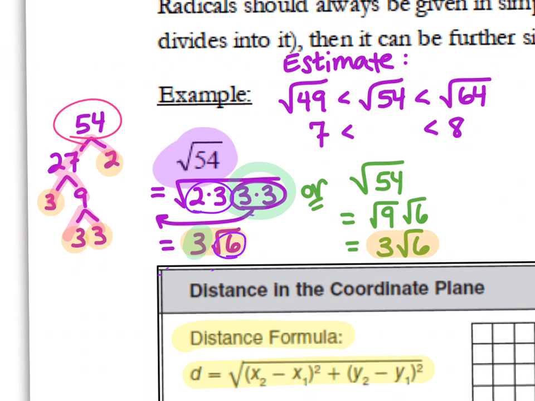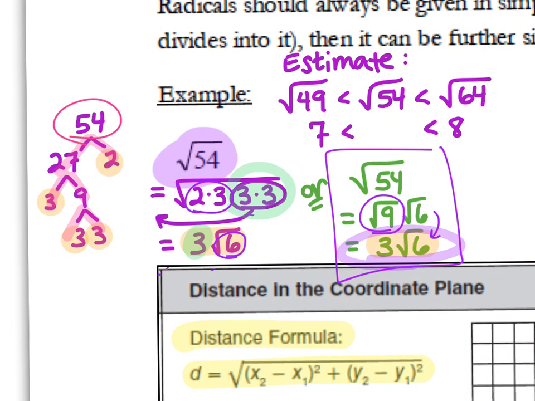Now, a little bit more sophisticated way, and a lot of honors students prefer doing it this way, especially if you're familiar with having simplified it before. You might find this easier. Since 9 is a perfect square, it divides into 54 as 9 times 6, and so you can just take the square root of 9 and you get your 3 on the outside, and then your radical 6 carries along. So your exact and simplified answer for square root of 54 is 3 root 6.